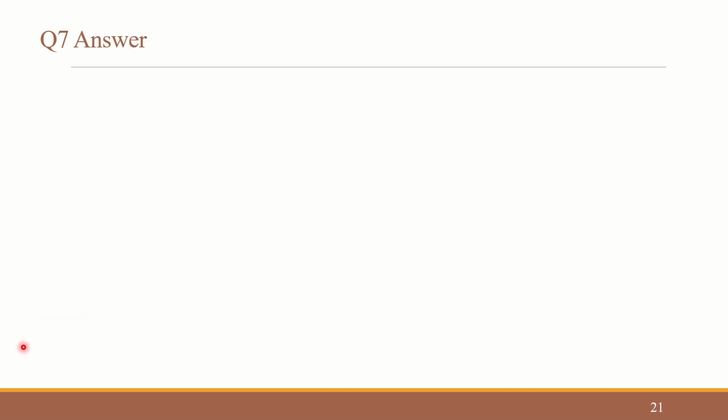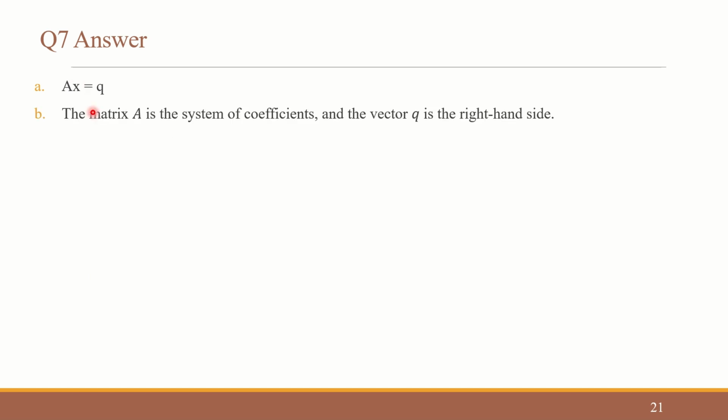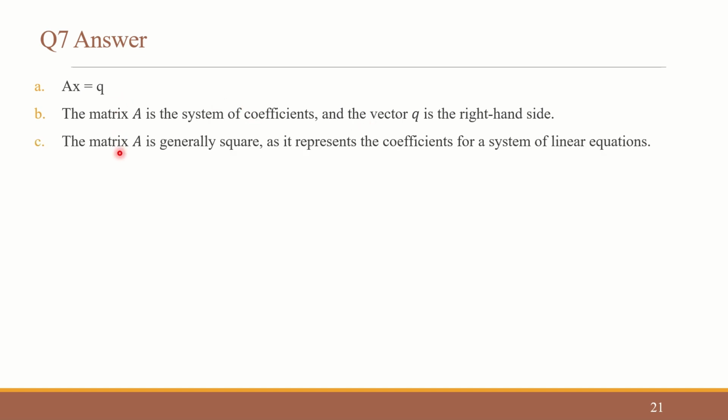Option D, none. So why, we will see. Ax is equal to Q. The matrix A is the system of coefficients and vector Q is the right hand side. Matrix A is generally square as it represents the coefficients for a system of linear equations.